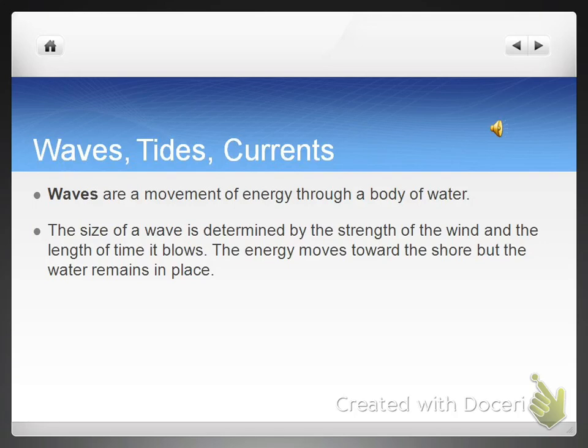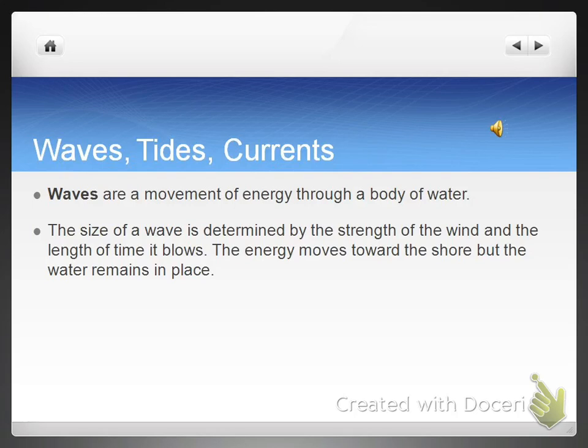And we're going to start with a wave, and a wave is just a movement of energy through the water. And the size of the wave is always determined by its strength. So is the wind blowing at 5 miles an hour? Is it blowing at 50 miles an hour? If you think about the recent blizzard in the Northeast, the higher winds are what create that blizzard coming off the ocean. And the length of time that it blows. Is it blowing in short bursts? Is it a steady wind?